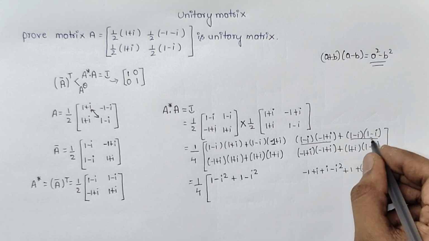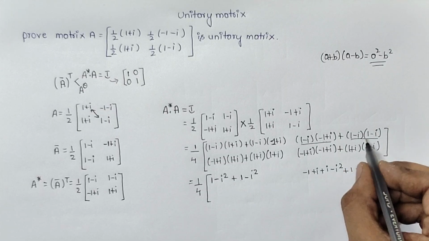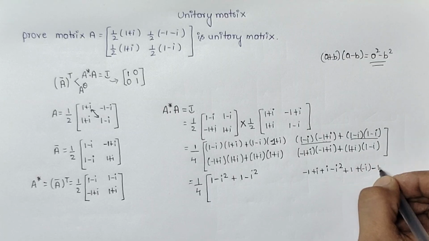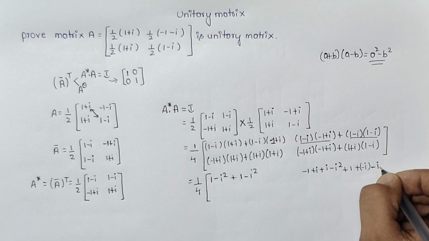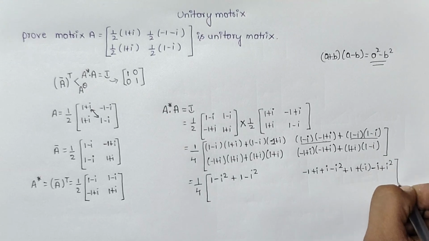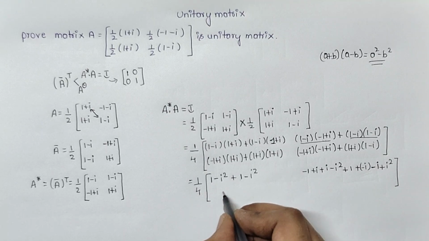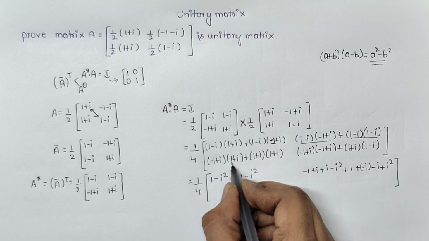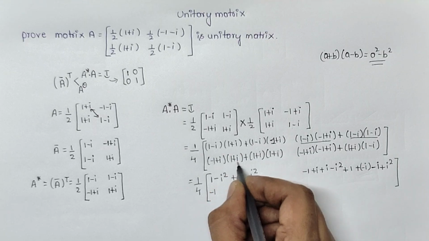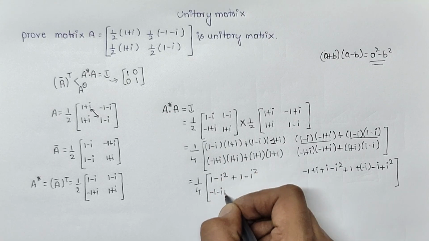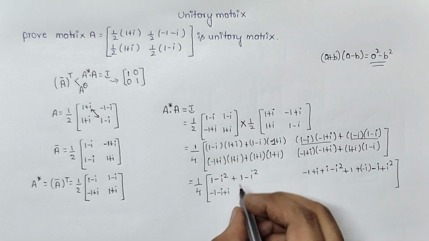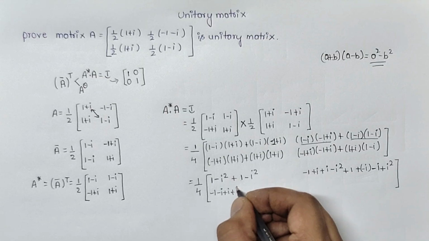Next, −1 into 1 will be −1. −i into 1 will be −i. −i into −i, minus into minus is plus, i into i is i square. So next here, −1 into 1 will be −1. −1 into i will be −i. Plus i into 1 will be plus i. Plus i into plus i, so it will be plus i square.